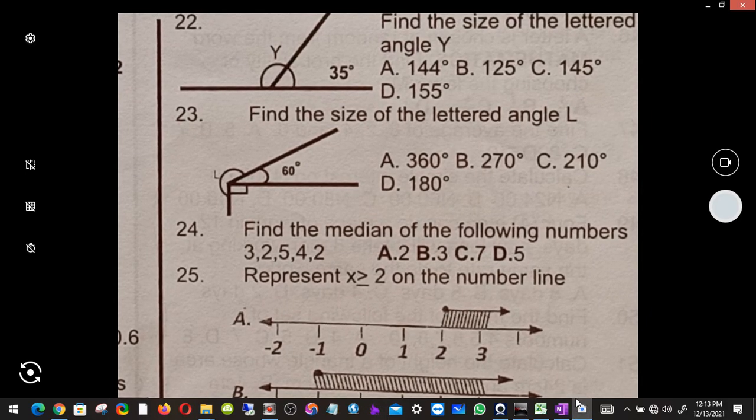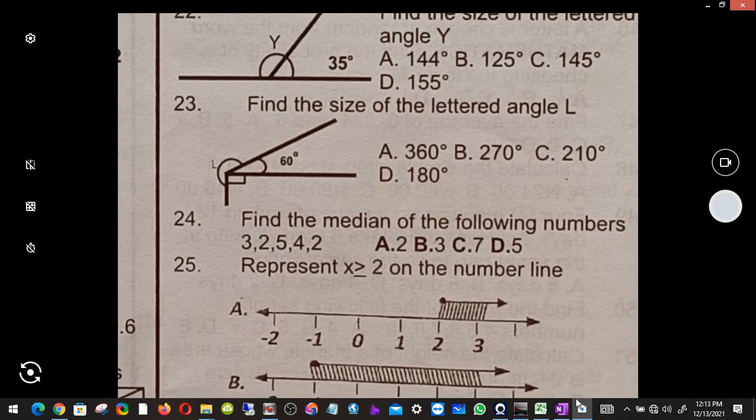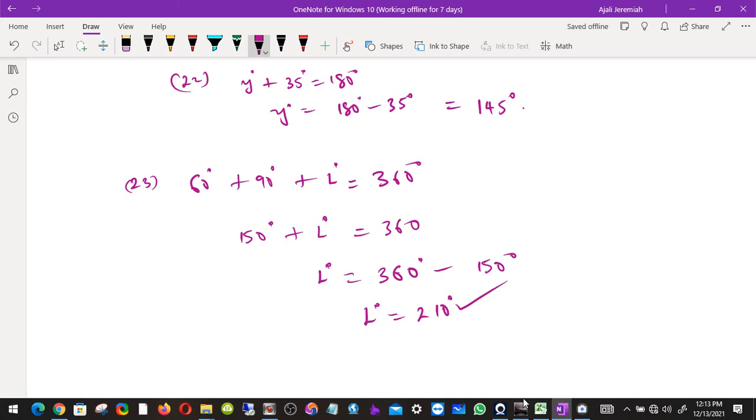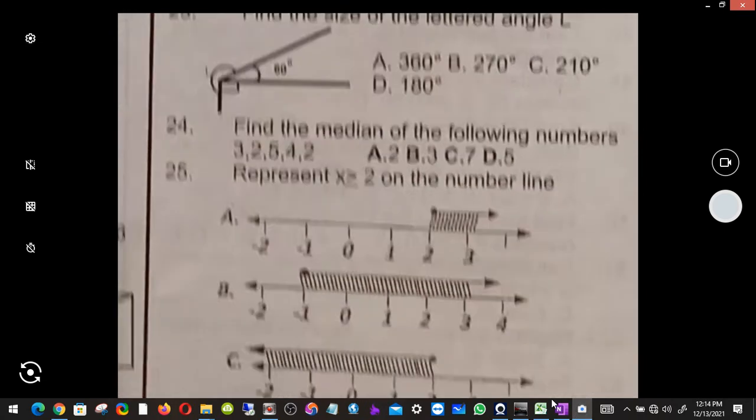C. Next, please. Find the median of the following numbers. What's median? How do you get the median? The median is the middle number after you arrange them, in ascending or descending order. So, 2, 3, 4, 5, arranged in ascending order. Strike out the last one and the first one. What's the middle number? Three. So the median is three. Option B. Okay. Next.